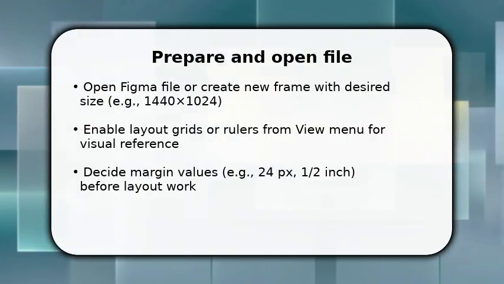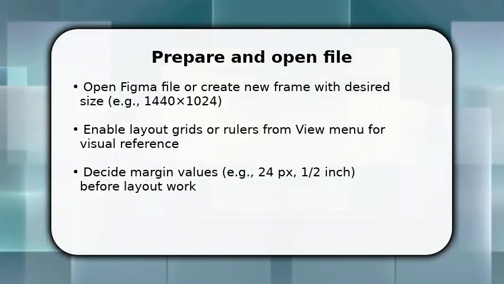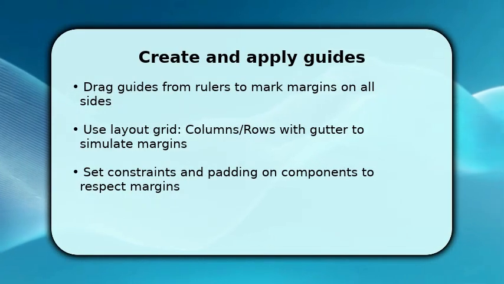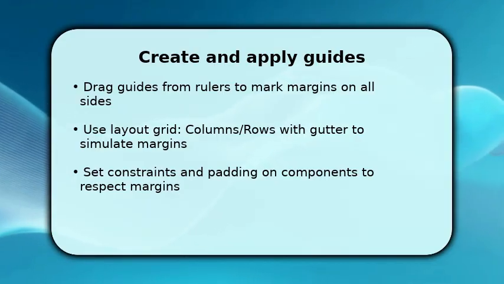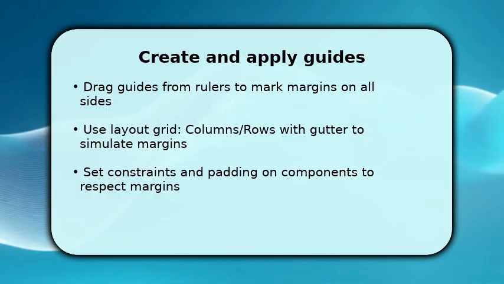Make sure to lock the frame size if needed to avoid accidental resizing, and move directly to adding guides for exact placement. Next, drag guides from the rulers to mark your margin edges on all 4 sides. This gives you a visible boundary for content. Alternatively, set a layout grid with columns and gutters sized so the inner column aligns with your margin value. This lets you snap elements quickly.